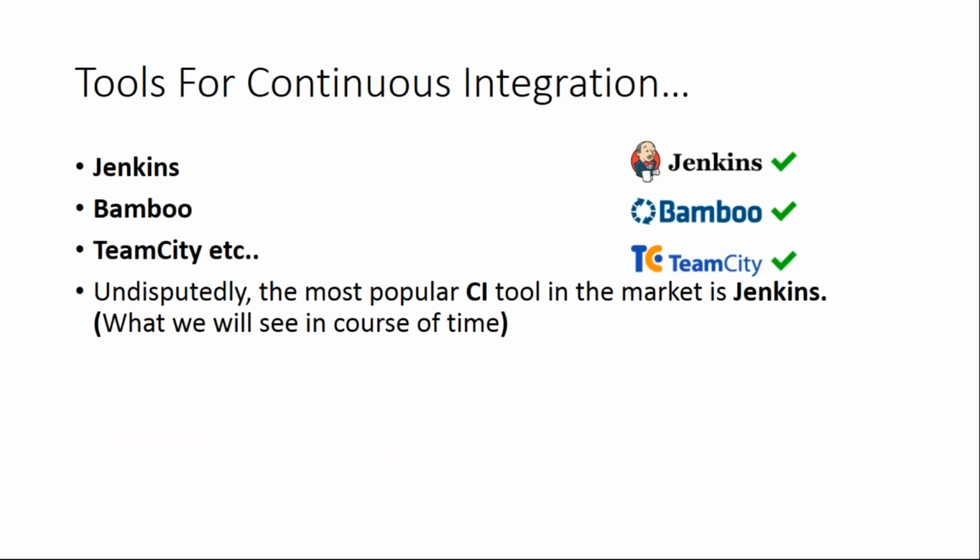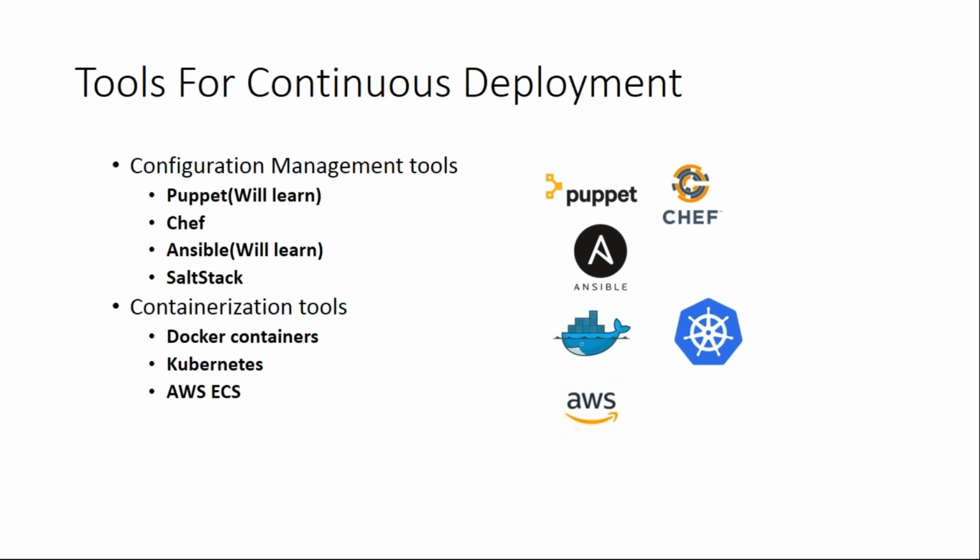Next, continuous integration. It's the middle phase. What are the tools available? Jenkins, Bamboo, TeamCity, a lot of tools are available. But undisputedly, the most popular CI tool in the market is Jenkins. Jenkins is the most popular because it has a lot of flexibility, it is free and open source, and a lot of plugins are available. That's why Jenkins is the market's best tool for continuous integration.